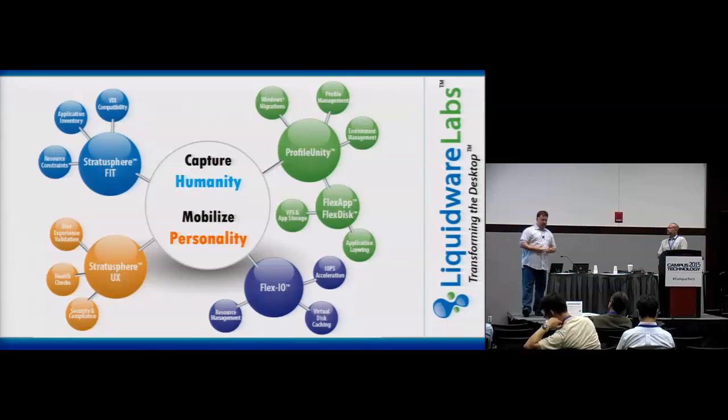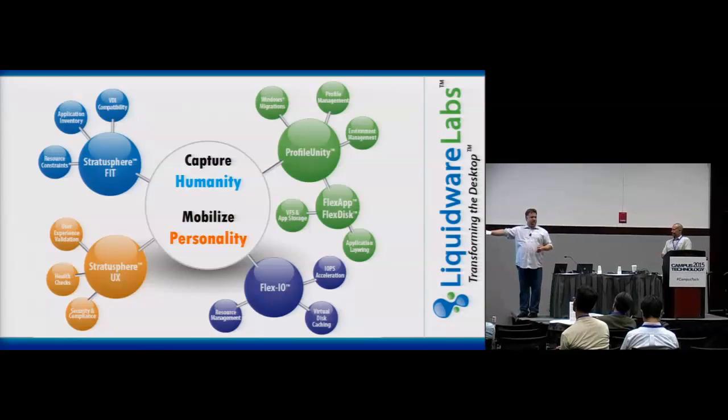The I/O constraint stuff. Flex I/O is a product designed around helping to resolve the I/O constraint that we've all come to know and love. Profile Unity is all about being able to capture persona and make that portable. The stuff that you see down here in Stratosphere UX, lower left corner, is, I think, the part that is most commonly missed.